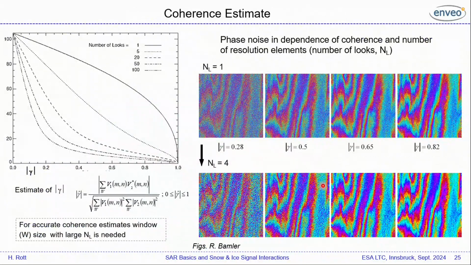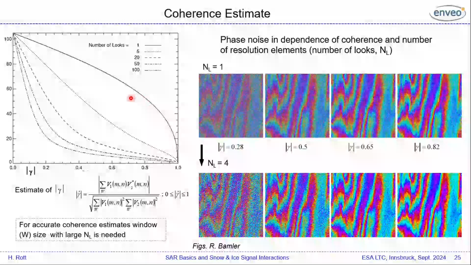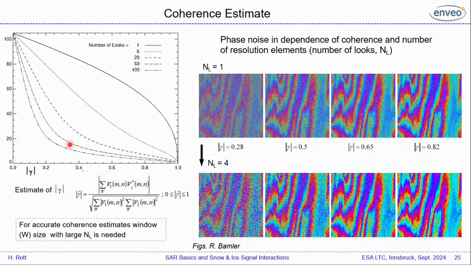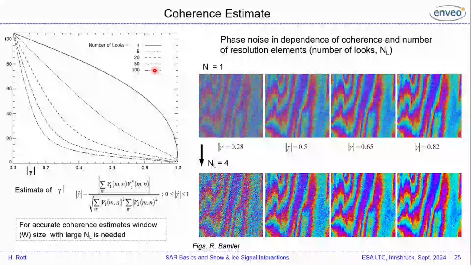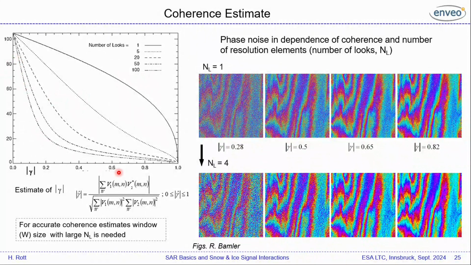Now, I mentioned already the coherence estimate, and there it's necessary to do averaging over a larger window. Here you see, for example, with one number of looks, your large overestimate of coherence. If you go to 50 looks, you're already quite significant. 100 looks, which would be 10 times 10 pixels, it's quite good already. And then here also interferograms with different coherence and different number of looks. And here you can see also the improvements, on one hand with the number of looks, on the other hand with the coherence.